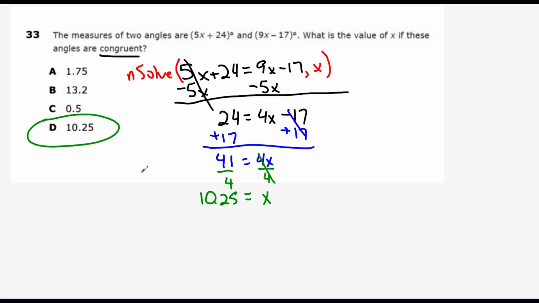Which is this answer here. And then if we wanted to, we could go back and check this. We could put 10.25 at any one of our steps here and substitute it in, work it out, and we'll see that the left side of our equation is the same as the right side. So that's it. Either nsolve or work it out by hand.